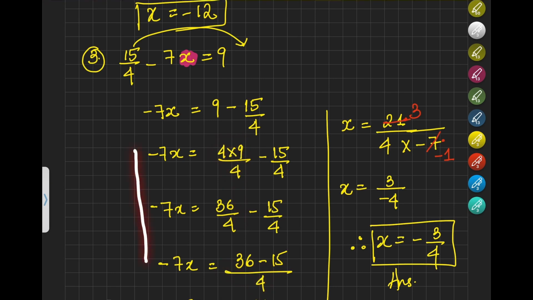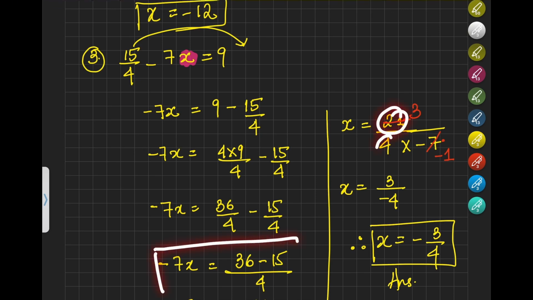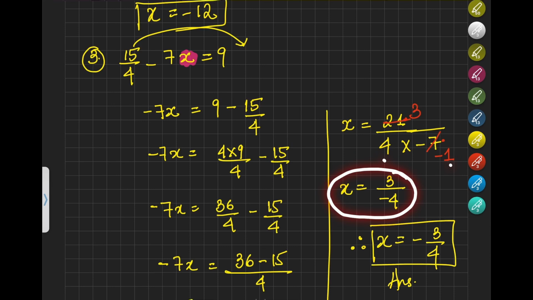Now throughout you can see that minus 7x is on the left hand side. After this step I got minus 7x is equal to 21 by 4, but still minus 7 was there with x, so I had to isolate the x in this step. For that I brought minus 7 into the denominator, since it was multiplied to x, so it came to the right hand side as division. Now 7 and 21 are reduced to give me 3 by minus 1 into 4. So that gives me x is equal to 3 by minus 4, or we can write x is equal to minus 3 by 4.